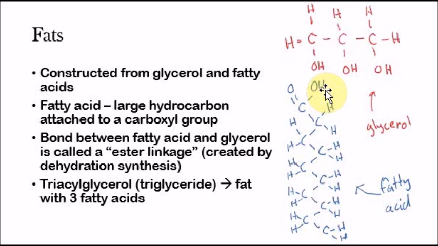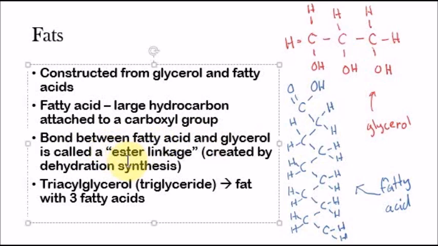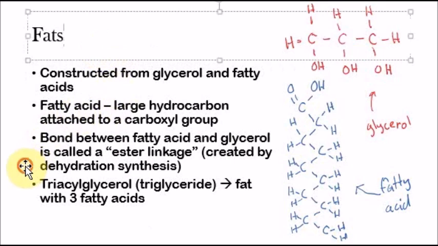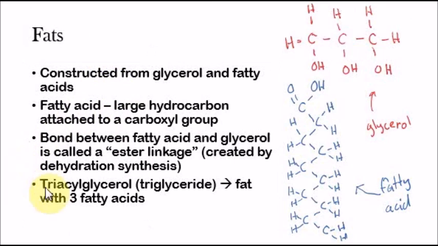Now remember from the video on functional groups, whenever a molecule has a carboxyl group, it makes that molecule an acid. So that's why this molecule here is called a fatty acid. You can think of the fatty as the large hydrocarbon because it's fat, as in it has a lot of atoms, and it's an acid because it has this carboxyl group at the end. So in order for a fat to be created, a bond between a fatty acid and a glycerol is created, and that's called an ester linkage, and it's created by dehydration synthesis.